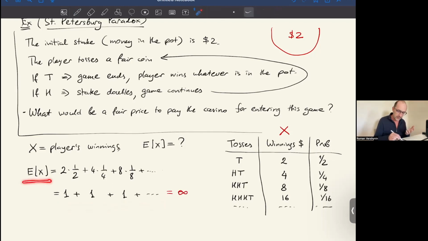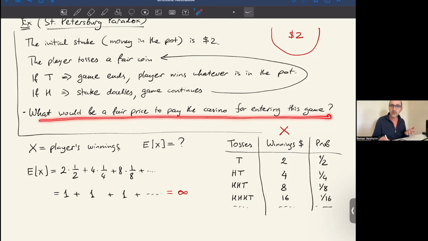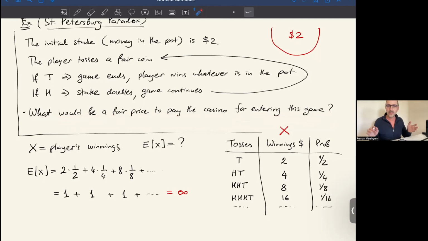So you are expected to win an infinite amount of money. As a result, the fair price to enter this game is infinity. In other words, you should pay any price to enter this game. It is very disturbing, isn't it? What's your feeling? I would say maybe $2, maybe $3 would be a fair price to do that. No more than $10.